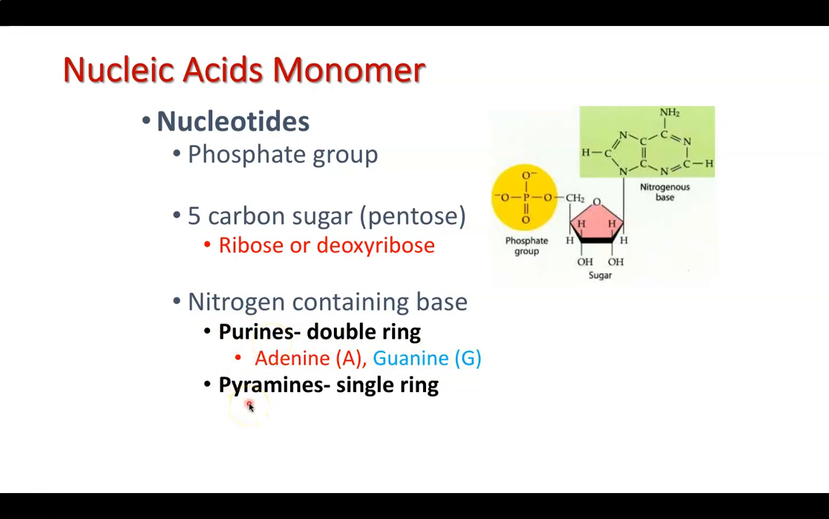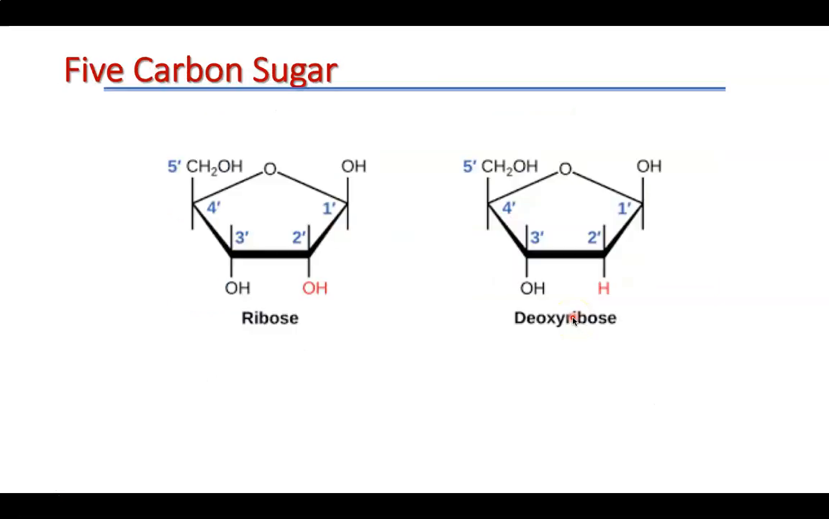The other one sounds like a pyramid. It's a pyramid, but these are single rings. So it's just one ring. Again, with your purines, if you're talking about gold, you probably want two gold rings instead of one, pure as gold. But with our pyramids, these are just single rings. And the pyramids we have are thymine, cytosine, and uracil, which is actually only in RNA. So this might be flip card things to remember, or some type of question where it says name one purine, name one pyramine, and that's what you got there.